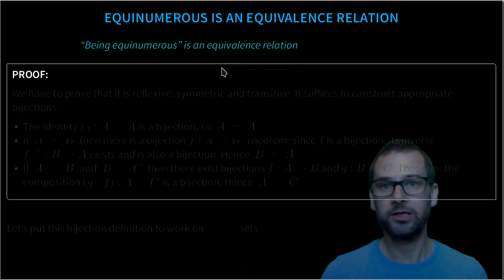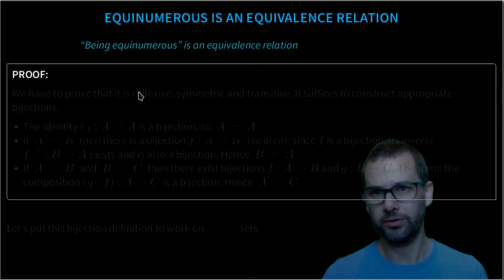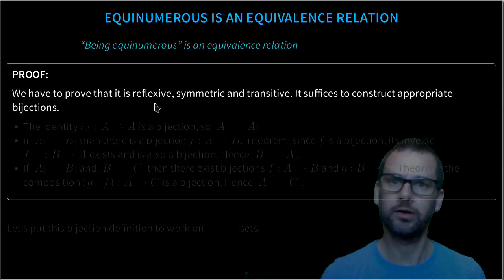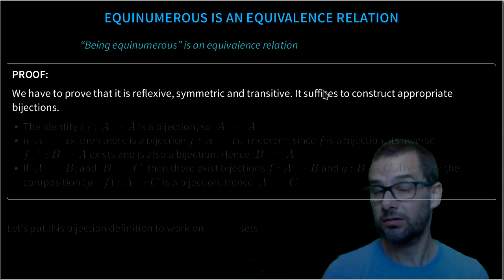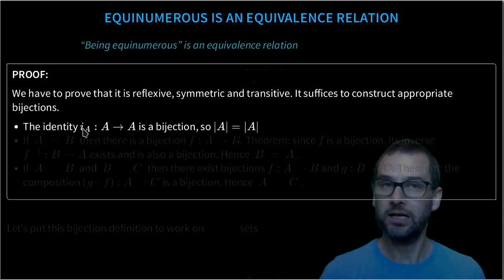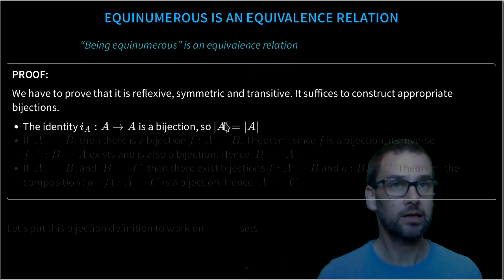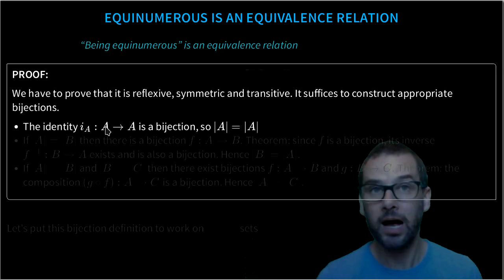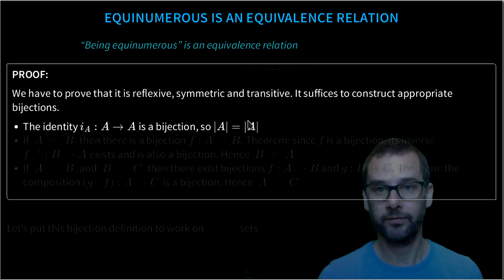So equinumerousness is an equivalence relation. Here's the proof. We have to show that it's reflexive, symmetric, and transitive, and it suffices, in order to do this, just to construct appropriate bijections. In particular, since the identity function on the set A is a bijection, and that map goes from A to A, this automatically tells us that A is equinumerous with itself.